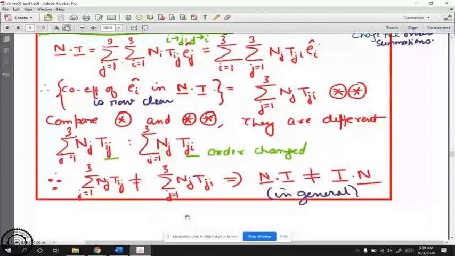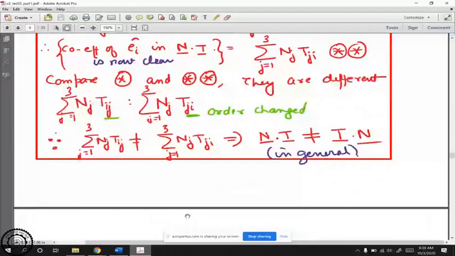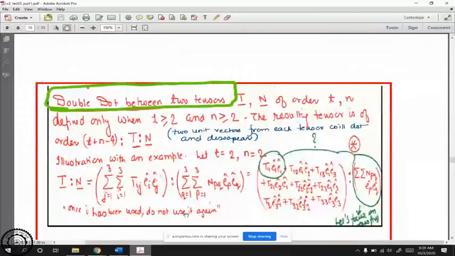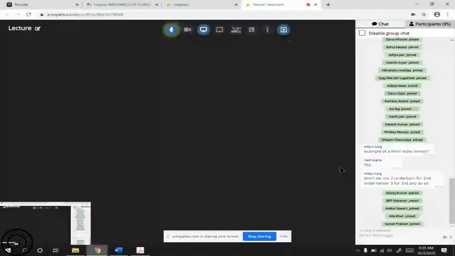Okay, so two things we learned: how to do dot product with higher order tensors, and also we recognized that the order in which the tensors participate in the dot product changes the quantity, except in the case when both are vectors. There the order doesn't matter, but for anything else, the order does matter, and you have to be careful about that. Okay. Double dot between two tensors. Let me go back. Any questions?